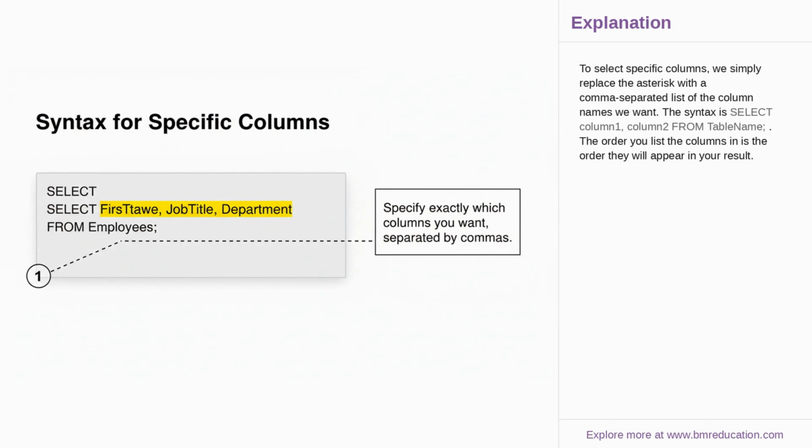To select specific columns, we simply replace the asterisk with a comma-separated list of the column names we want. The syntax is SELECT column1, column2 FROM table_name. The order you list the columns in is the order they will appear in your result.